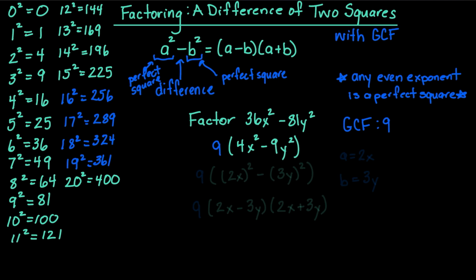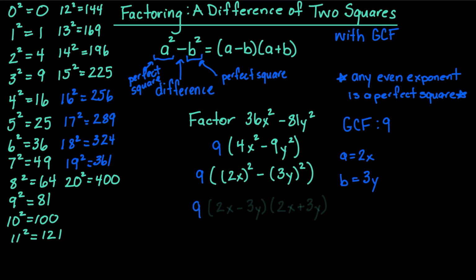After I factored out my GCF, I see that both terms still are perfect squares. 4x squared is a perfect square. 9y squared is a perfect square. So let's rewrite. 4x squared is 2x squared minus 9y squared is the quantity 3y squared. So that means A is 2x and B is 3y.